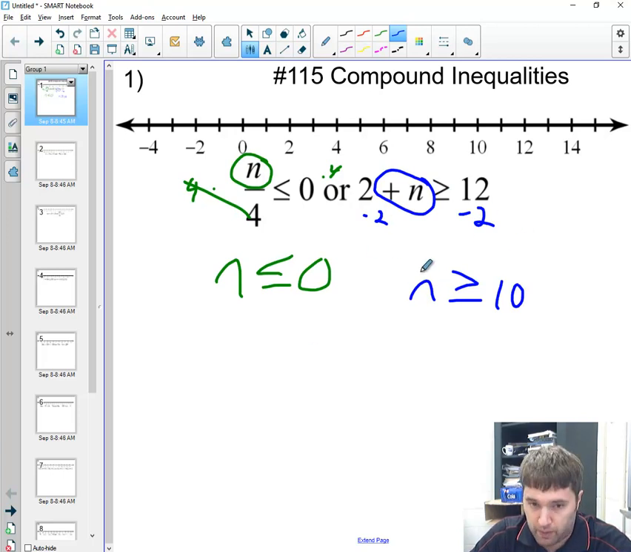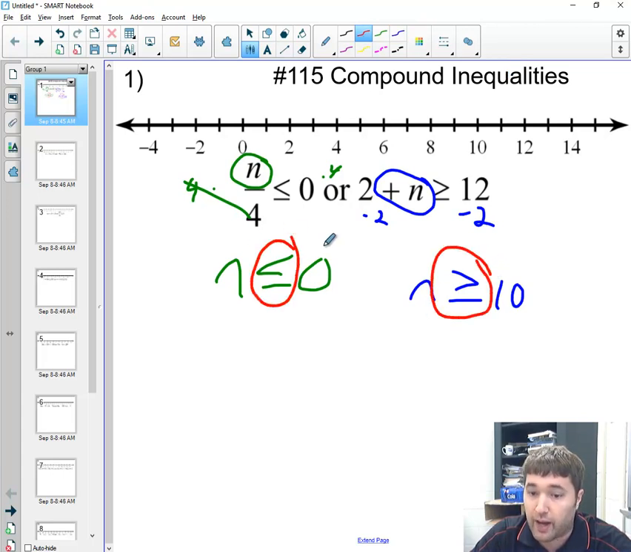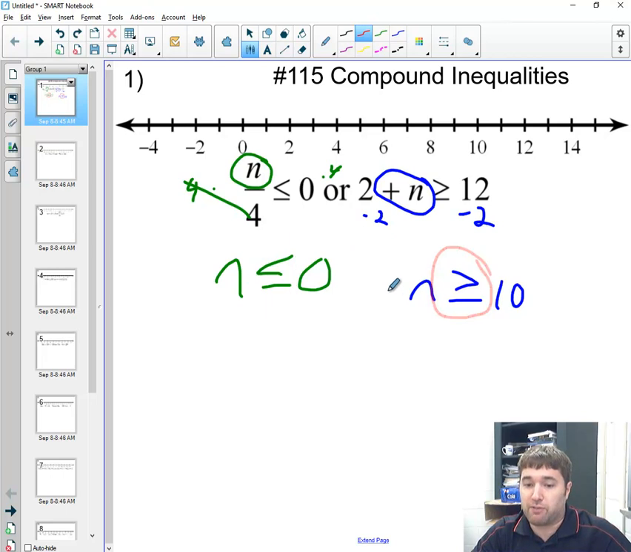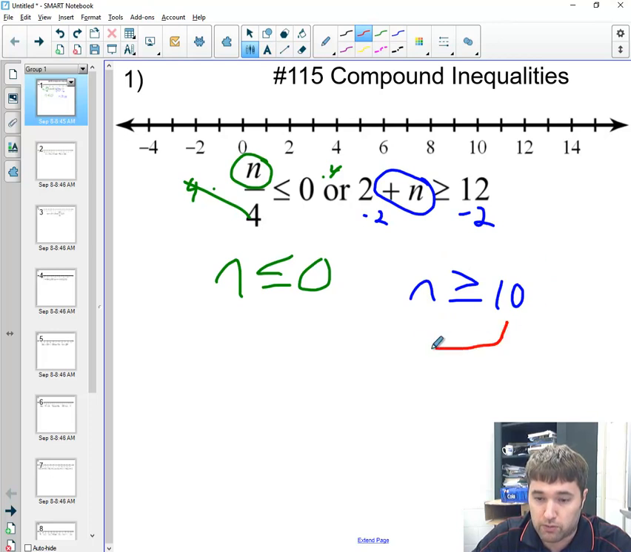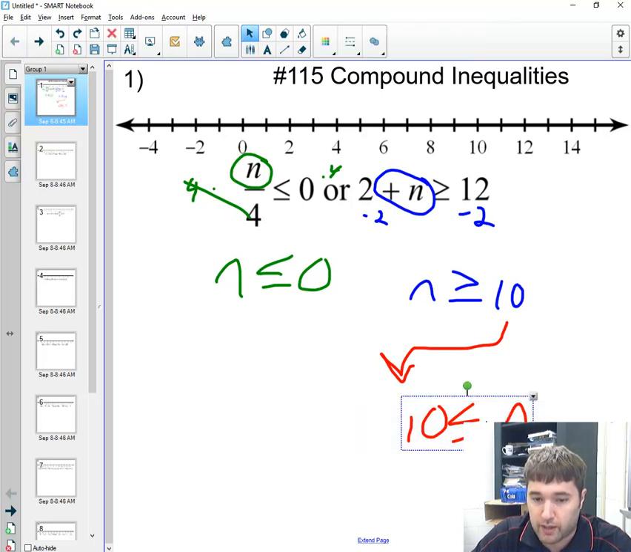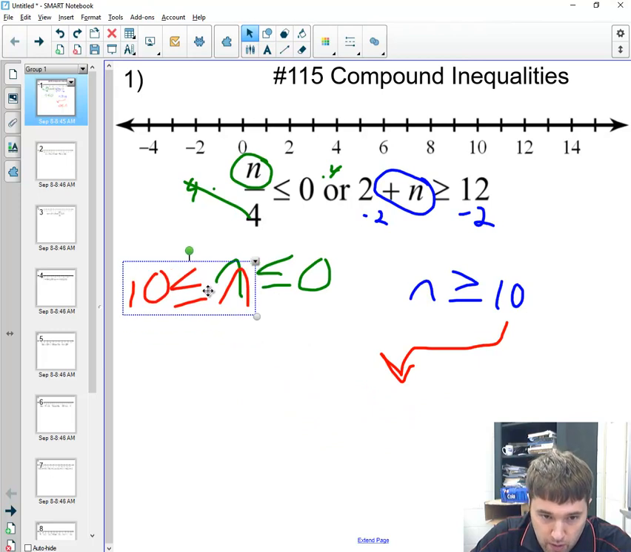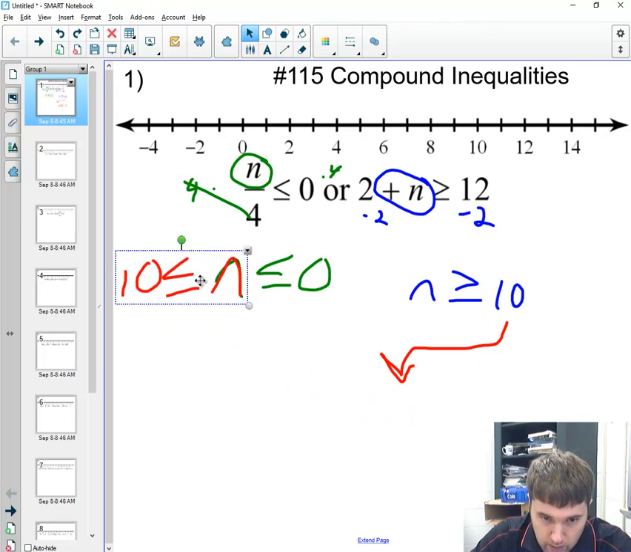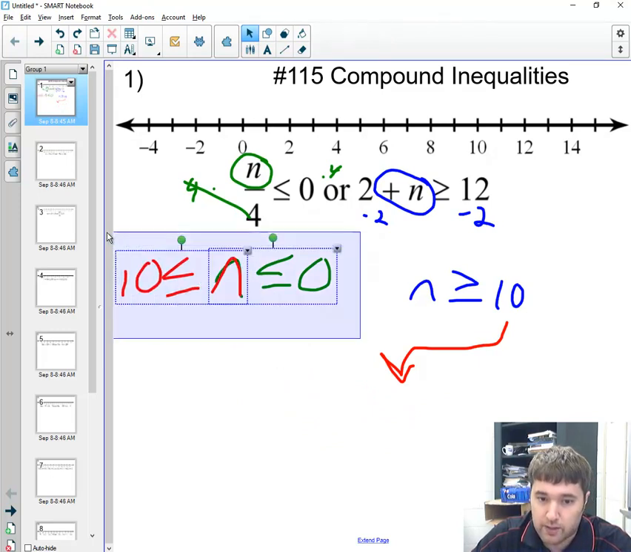Now here comes the fun part. We have to get it so that these things are lined up the same way. They're not. So that means we have to flip one of them. So I would like to flip this one just for purposes. So I'm going to have 10 less than or equal to n. Now what I'm going to do is take this and move this right here. That is now the answer.